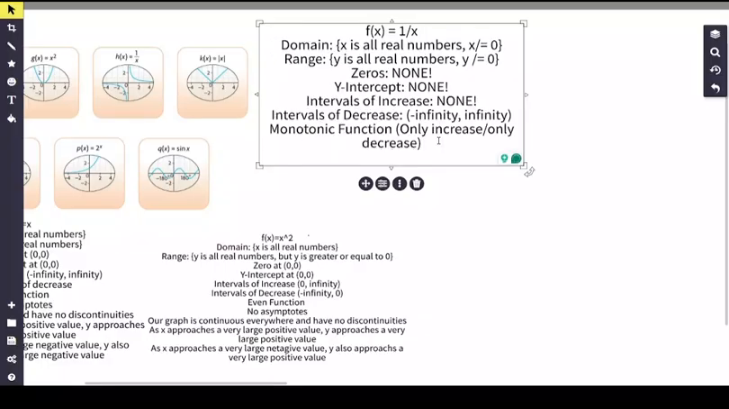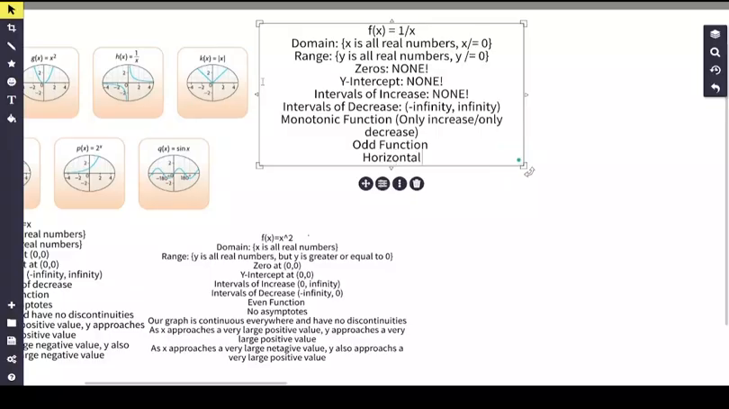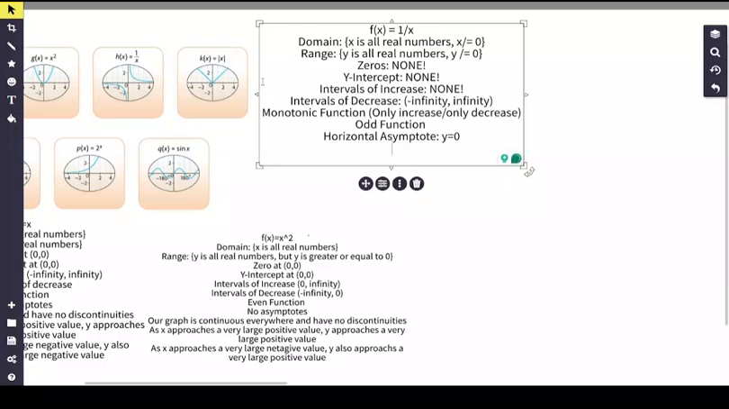Alright. And because we have two asymptotes, x cannot equal 0 and y cannot equal 0, these are our asymptotes. Oh, I skipped the even or odd. So notice that 1 over 1 is equal to 1, and then 1 over negative 1 is negative 1. Because of the odd function formula, f of x is equal to negative f of negative x, that means it's an odd function. Horizontal asymptote at y equals 0, because x can never be 0. Vertical asymptote at x equals 0, because we won't have any x values here.